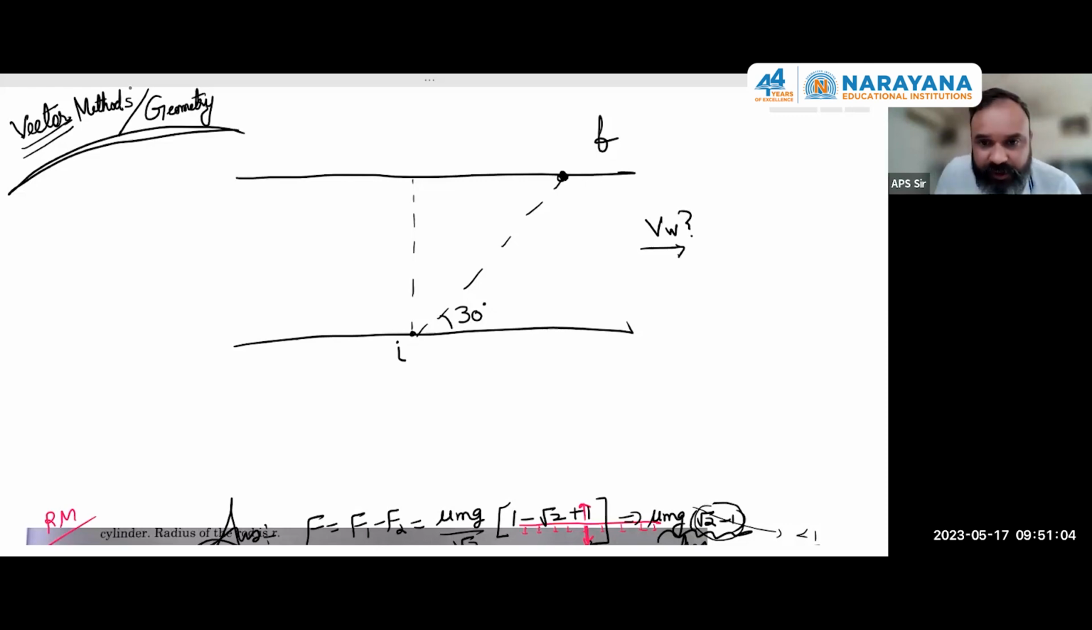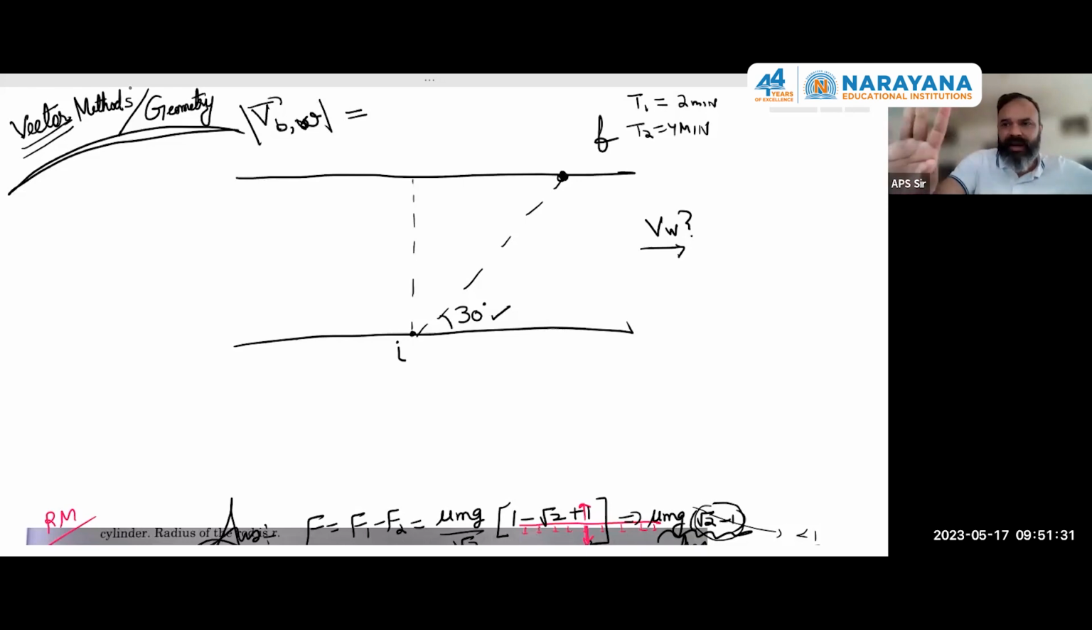So what is given to you? This 30° is given. In both the situations with respect to Earth, the student is reaching here, T1 maybe 2 minutes and T2 taking 4 minutes, given to you, right? And the velocity of that boy with respect to the river or water, in both these situations, has the same fixed magnitude. That has some value. Maybe in this problem, I will share that value with you. I don't remember what value they have given. So that value is √3 meter per second.